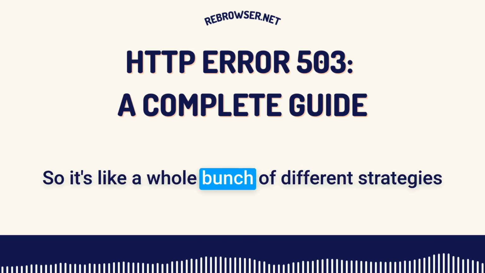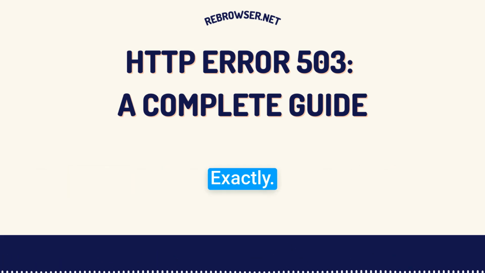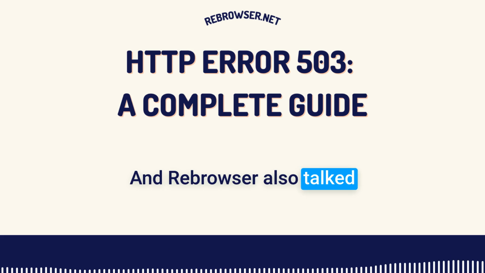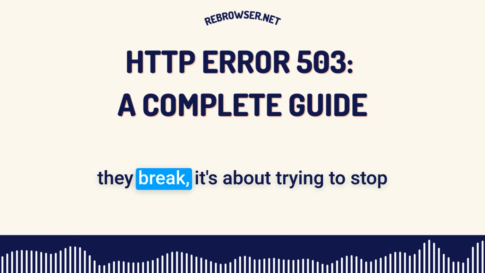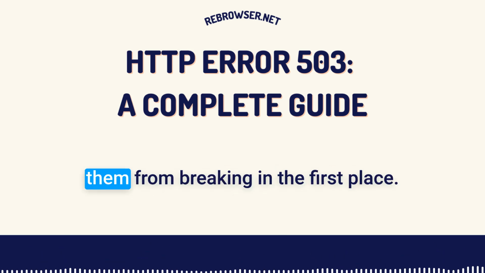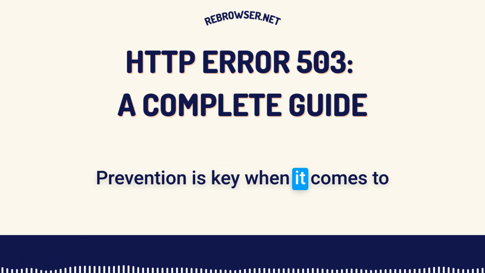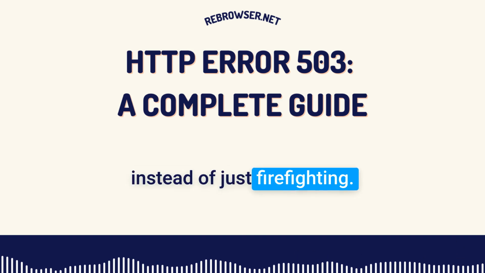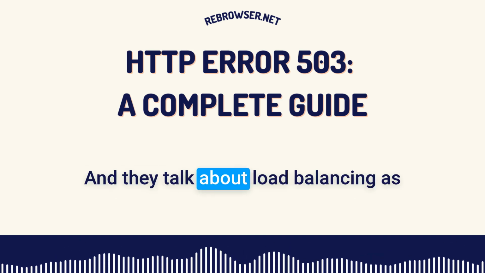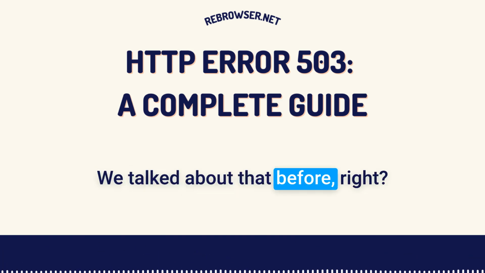So it's like a whole bunch of different strategies for making the website run smoother and faster. Exactly. And Rebrowser also talked about preventative measures. So it's not just about fixing things when they break, it's about trying to stop them from breaking in the first place. Absolutely. Prevention is key when it comes to keeping websites up and running. Right, so it's like fire prevention instead of just firefighting. Exactly. And they talk about load balancing as one of the best preventative measures. We talked about that before, right? Yep.